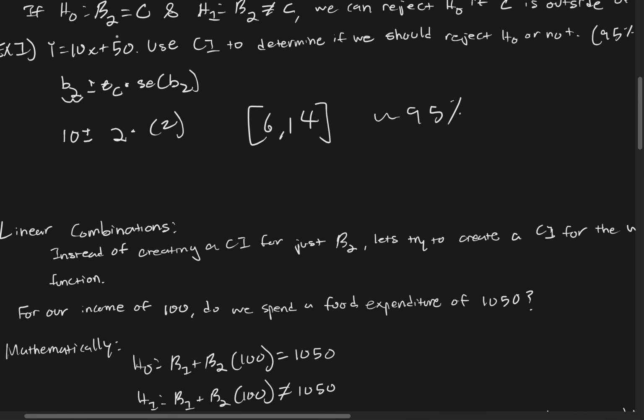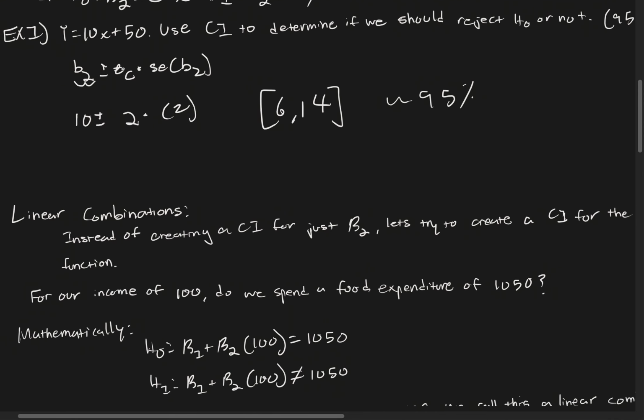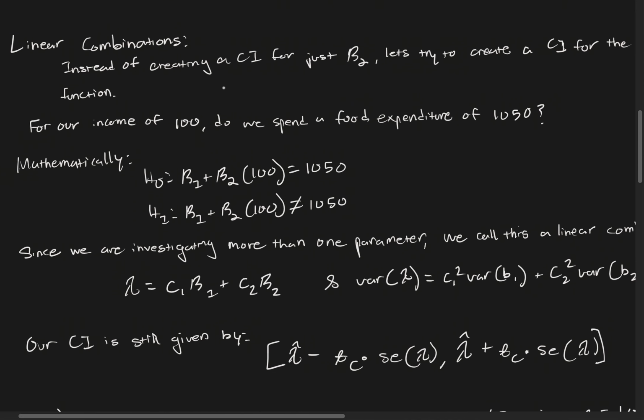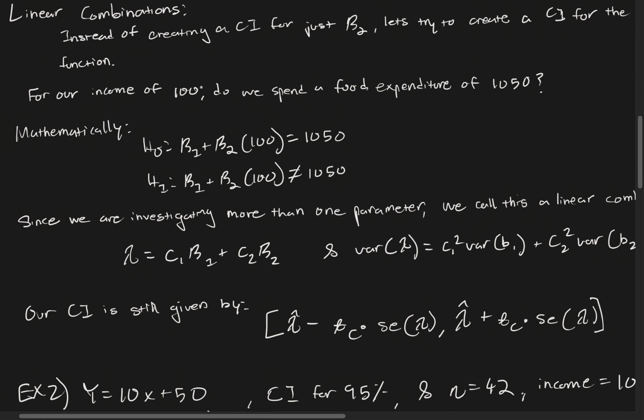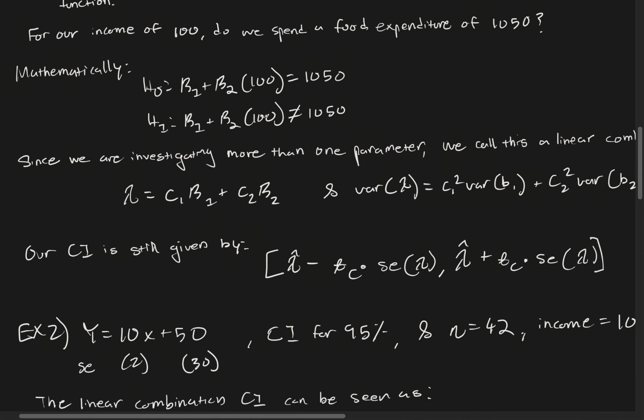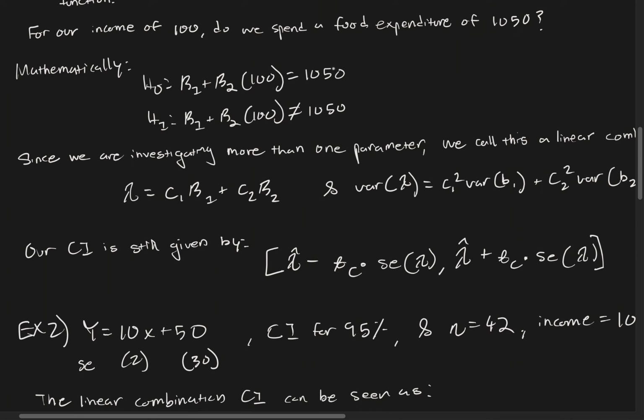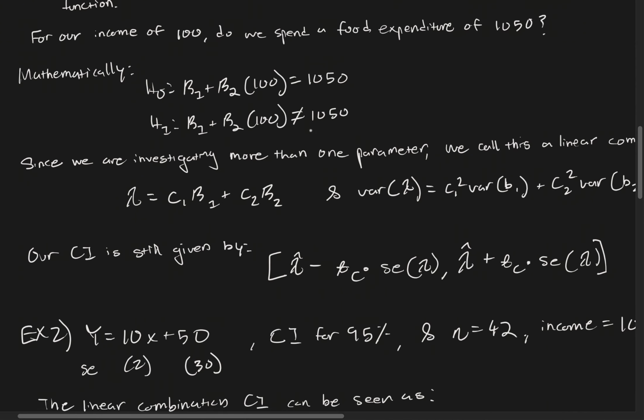let's say we want to create a confidence interval for the whole equation. So essentially what we're asking is, for an income of 100, do we spend a food expenditure of 1,050 of what we calculated in the past? So the null will be saying based on our whole regression function, where our income is 100, our food expenditure is at 1,050, and then our alternative is trying to challenge that. It's saying our food expenditure will not be 1,050, and it won't be close to it either.